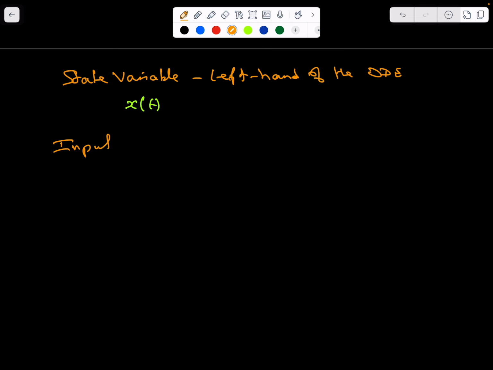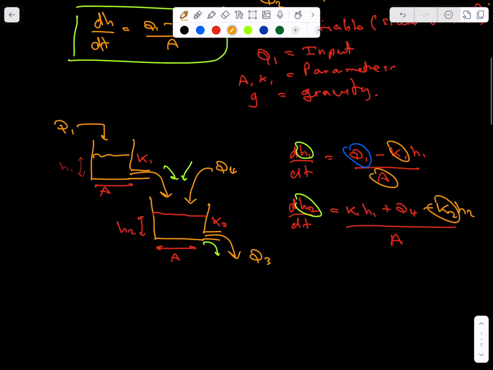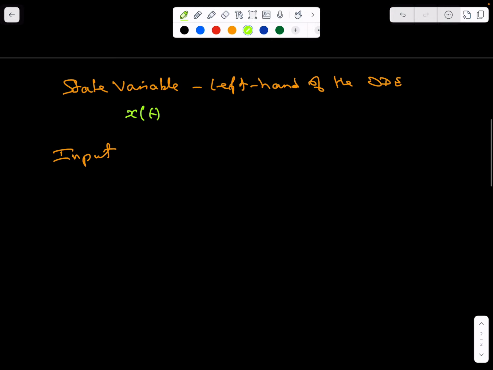The other one that we have are the inputs. Now these are things that are coming into the model that we have control over. In the tank model, well, there's only one. That was the amount of water coming into the first tank. But there could be any number of inputs. Actually, I'm wrong. Sorry. Of course, there was another input, which was Q4. Okay, so Q4 was also an input.